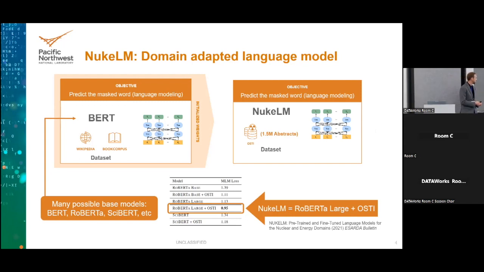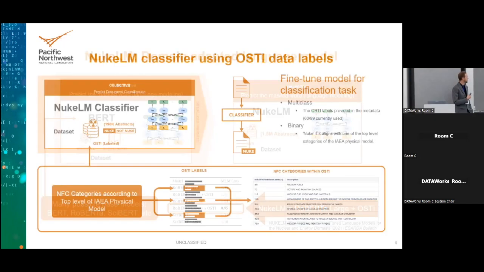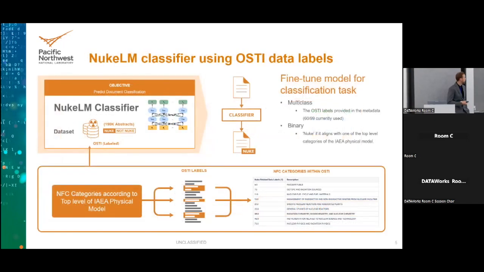Okay, so that was good. That was useful. But of course, we want to then apply it to the task of classification. And so that's where we do the fine-tuning. So in OSTI, there are already labels that are provided. There's 99, although only 60 of them are really currently being used. And so we have our training data, we have labeled data, which is particularly nice. That isn't always the case in the real world.